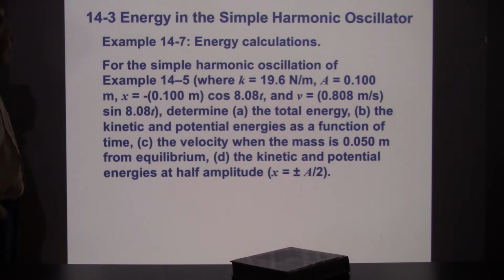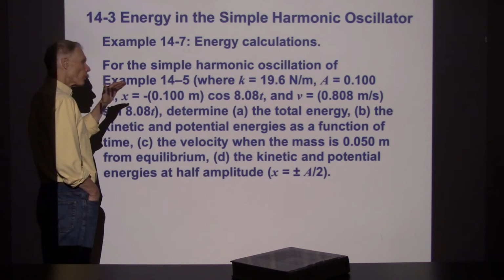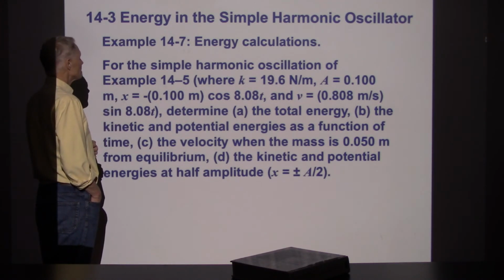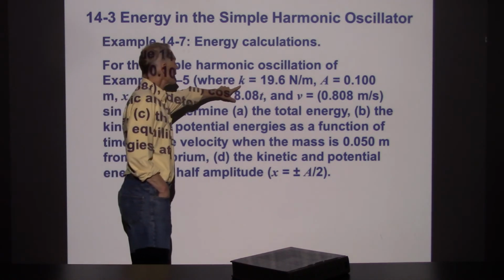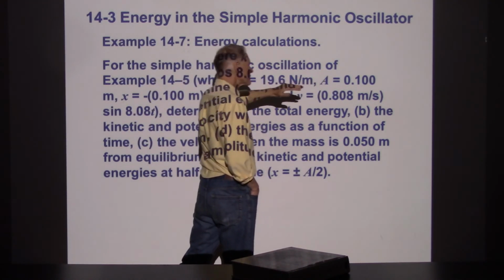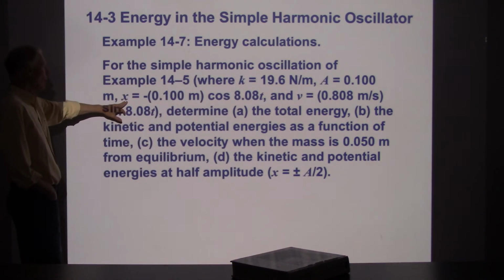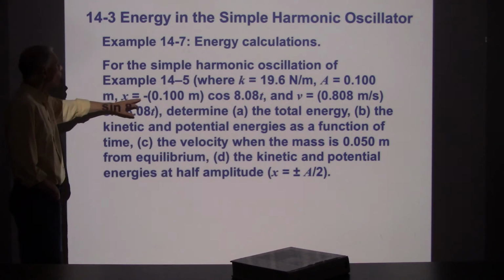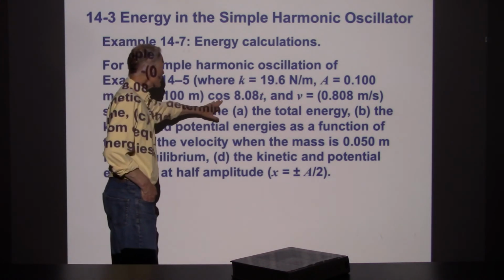So here's an example of doing some energy calculations. Now it sounds like we may be looking back at a previous example. The k value looks familiar. There's a k value of 19.6 newtons per meter. Now the amplitude is 10 centimeters. Yeah, this is sounding familiar. We're going to write the x. Oh, we're starting from the negative amplitude. Okay, so we're going to start off at negative 10 centimeters. And we're going to be using a cosine function.